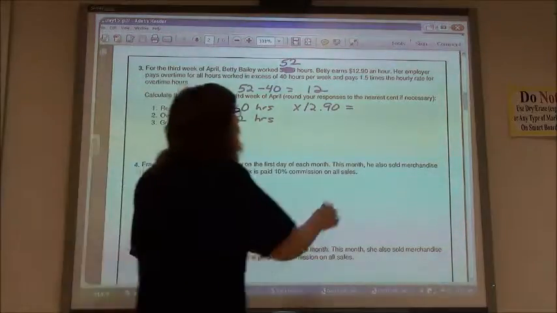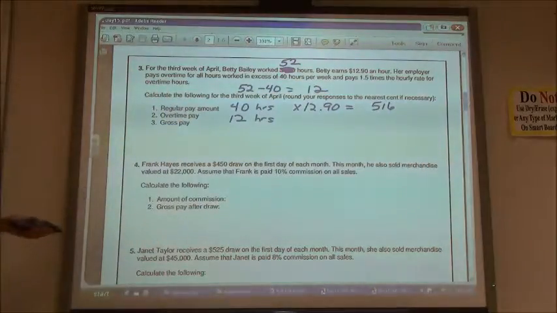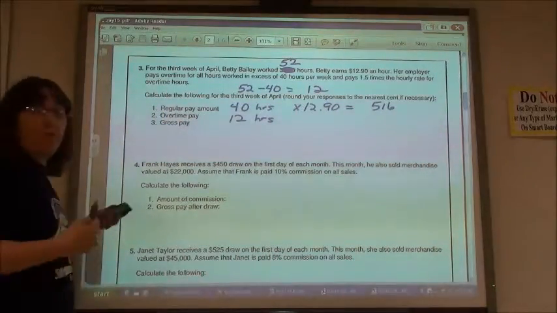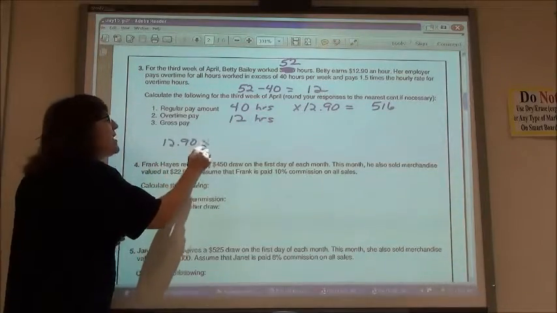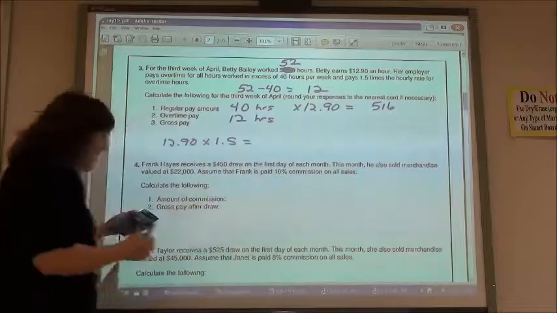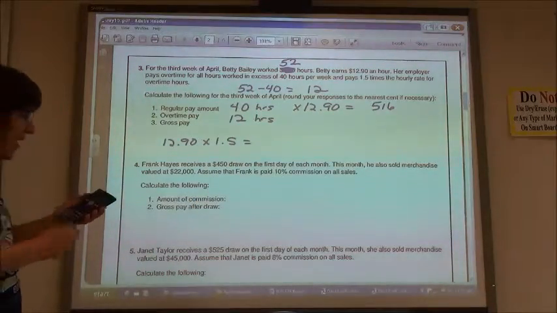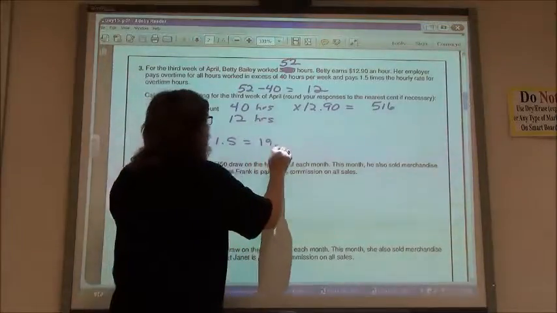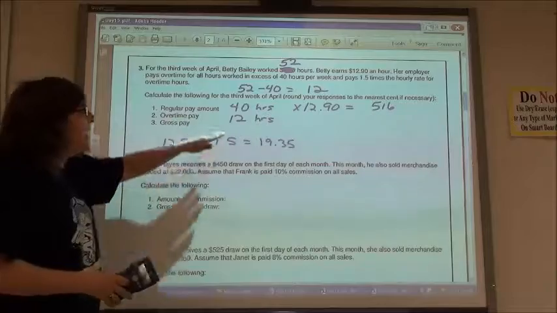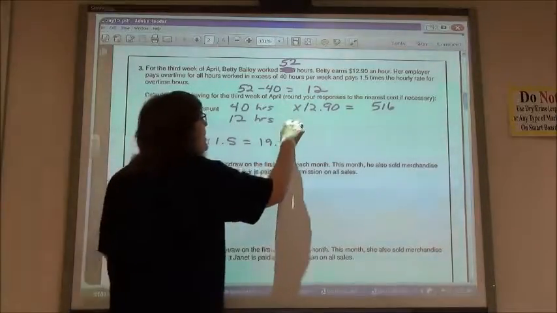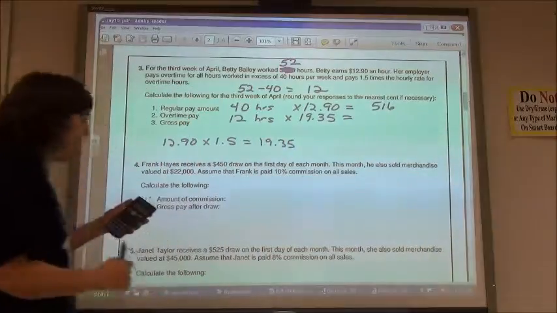So if I take 40 times $12.90, his regular pay, $516. Now for my overtime pay, I get time and a half, 1.5. So I have to take the $12.90 times 1.5, time and a half. So $12.90 times 1.5 means he gets $19.35 per hour for his overtime pay. He had 12 hours of overtime. He gets $19.35 per hour for overtime.